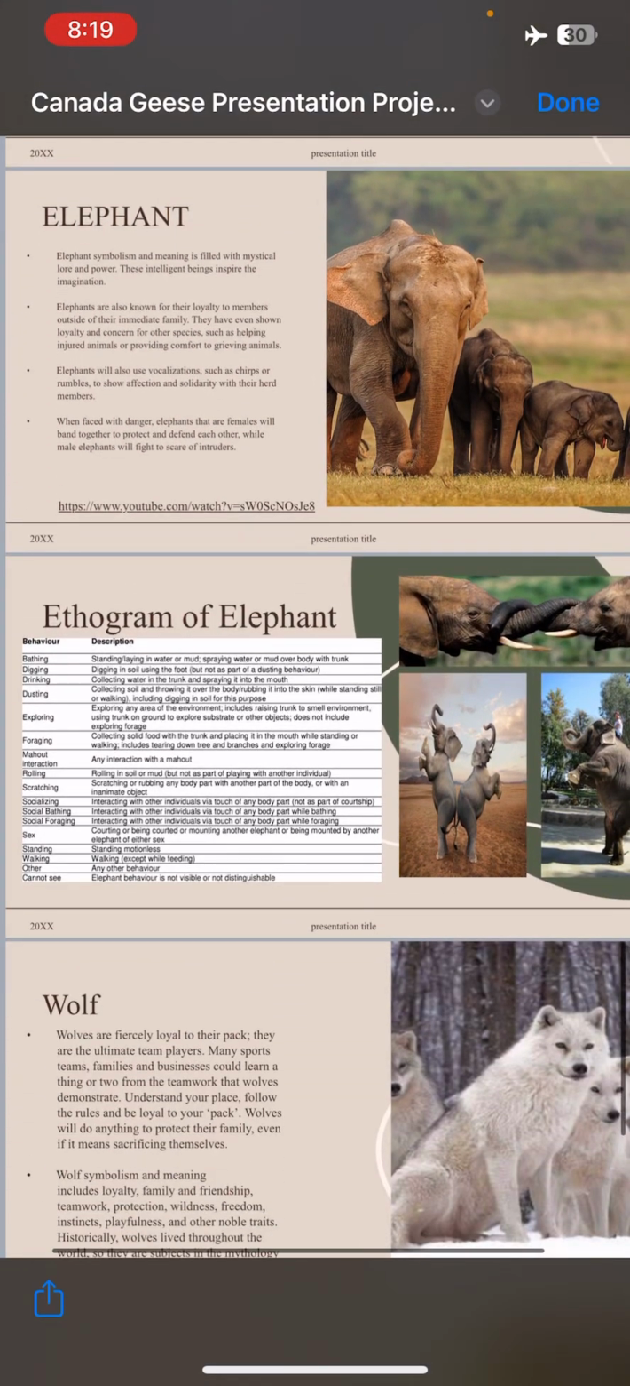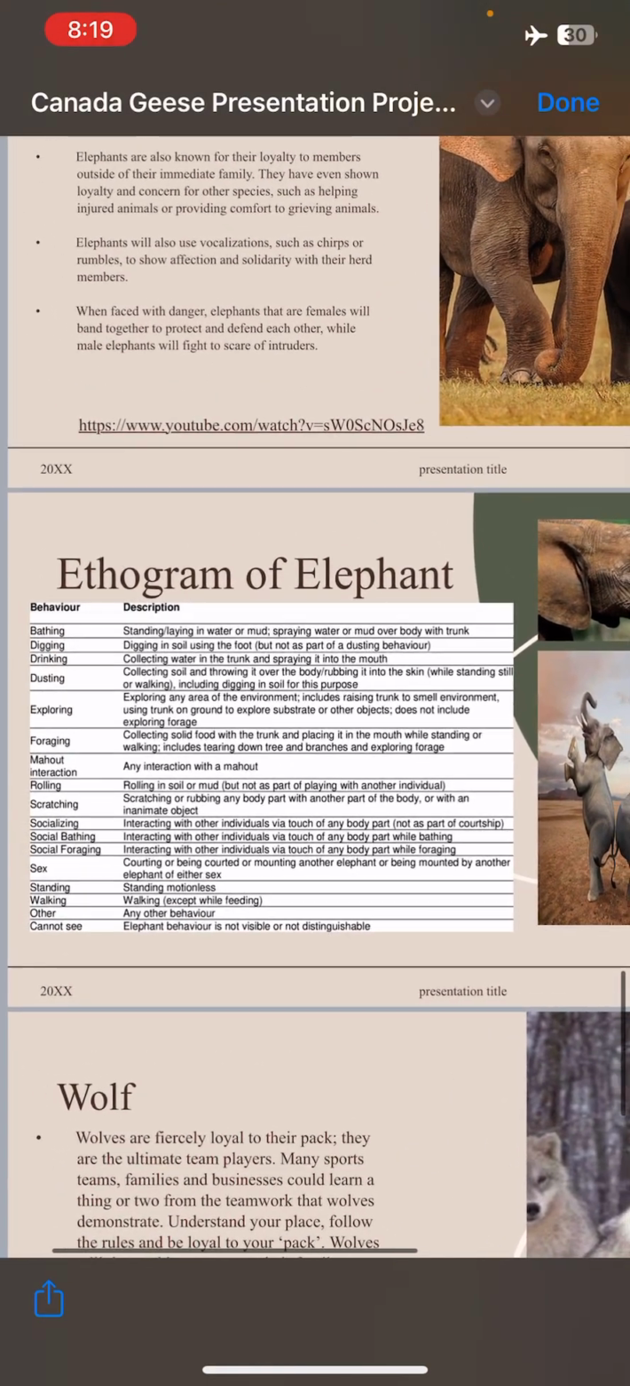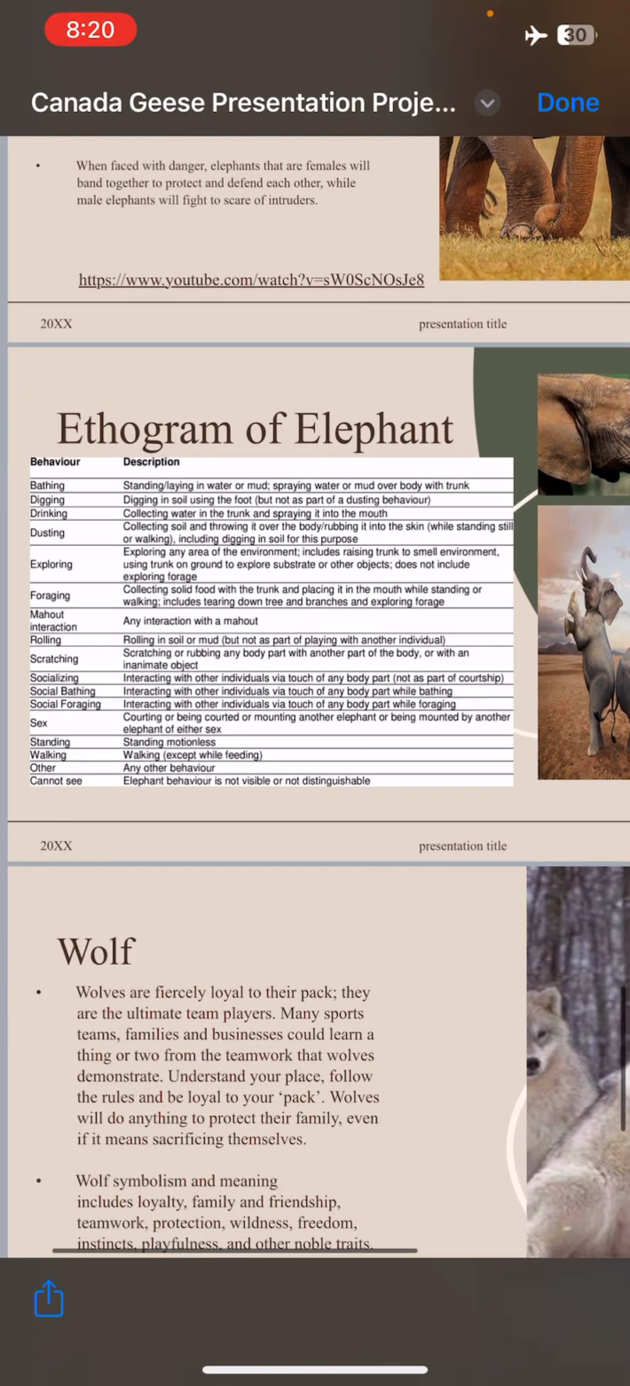And this is an ideogram. I got this from online pretty much because I can't find an elephant outside, I mean, unless I go to a zoo. So I literally got this from the internet. Their behaviors: bathing, digging, drinking, nesting, exploring, foraging, rolling, scratching, socializing, standing, walking, and others.